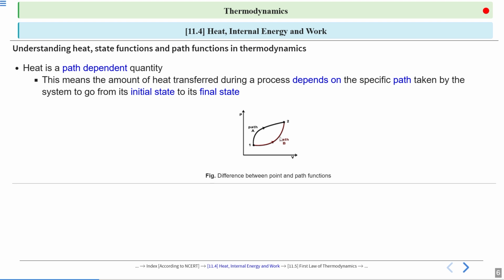All right, heat is a path function. So along path A, along path B, in both cases the amount of heat will be different. All right. So the reason is what? The reason is heat is a path dependent quantity which depends on the specific path.